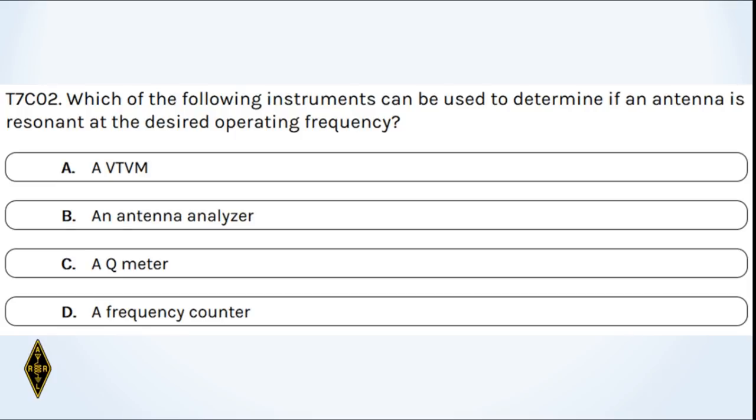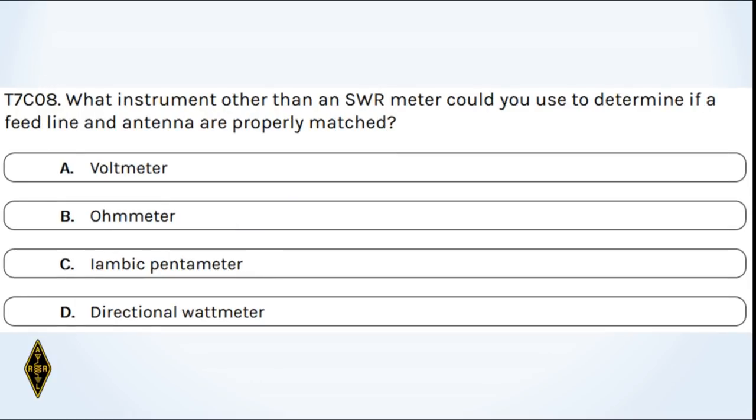And which of the following instruments can be used to determine if an antenna is resonant at the desired operating frequency? That's that black box I showed you up there, the antenna analyzer. And what instrument other than an SWR meter could you use to determine if a feed line and an antenna are properly matched? Directional watt meter. I like that iambic pentameter, but I don't think that'll measure anything for us.